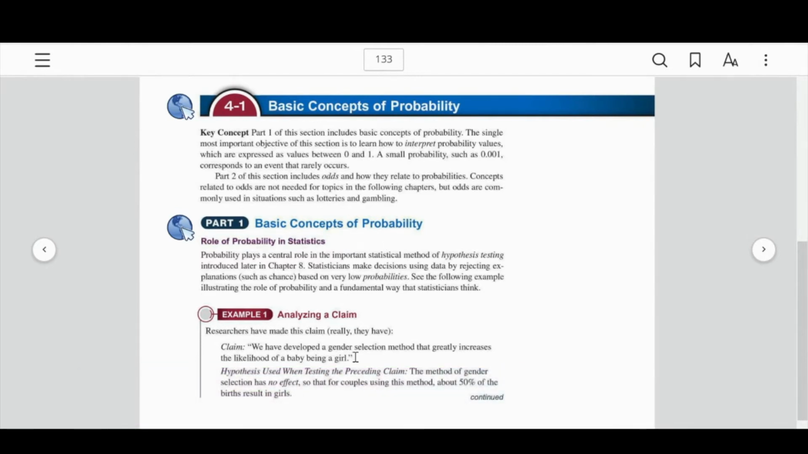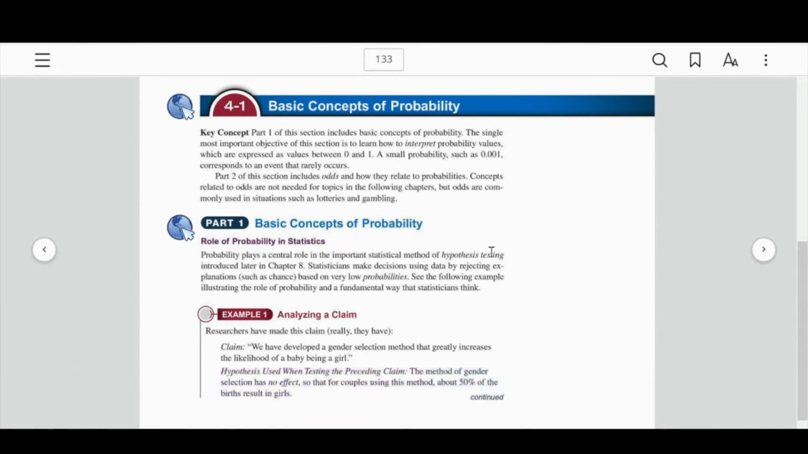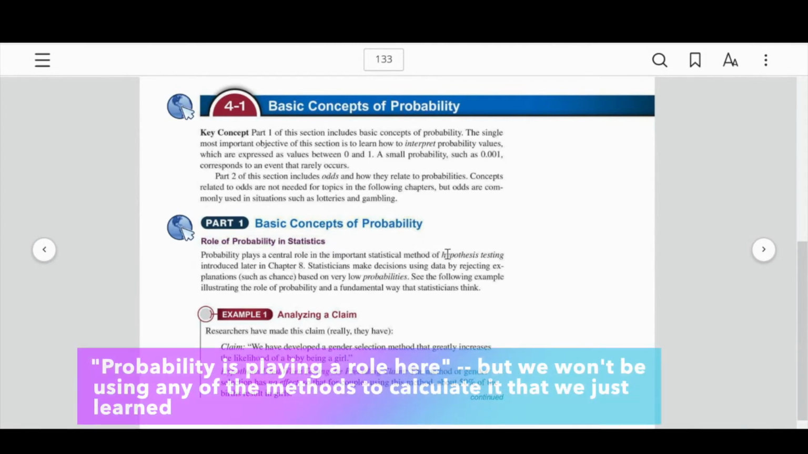They're on the next page. So I should look at this just because it's here. Why is probability important in statistics? Because it plays a central role in a method we call hypothesis testing. Hypothesis testing isn't something we do yet. It comes in chapter 8. But when we get to chapter 8, I might remind you, or you might remind yourself, that probability is playing a role here.